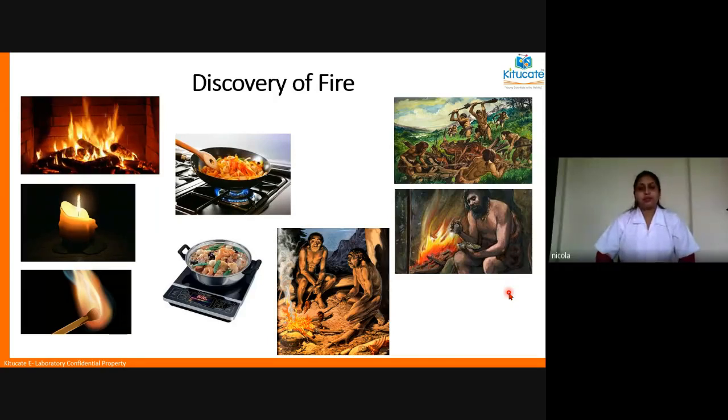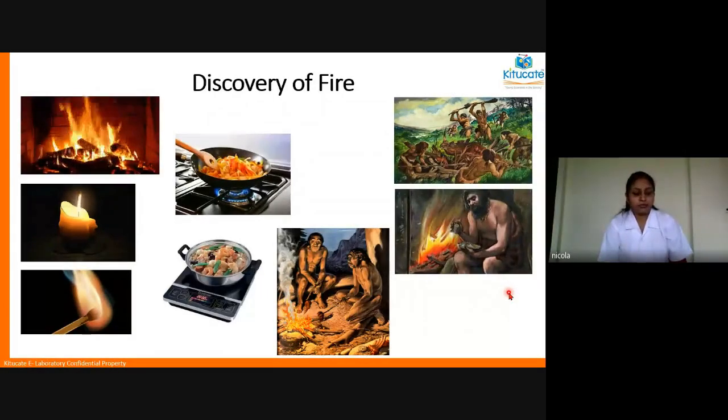But think about the early men. They did not know about fire. At that time, fire was not discovered. So they used to hunt animals and gather food. They used to eat fruits and roots. Everything was raw. Whatever they ate, they ate it raw. They did not cook food because they had no access to fire. They did not know what is fire.